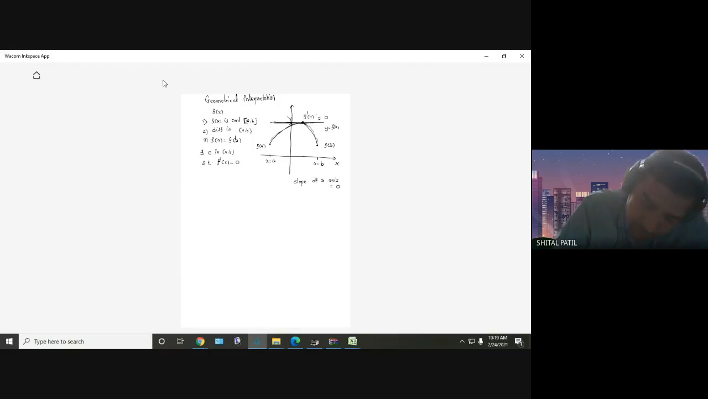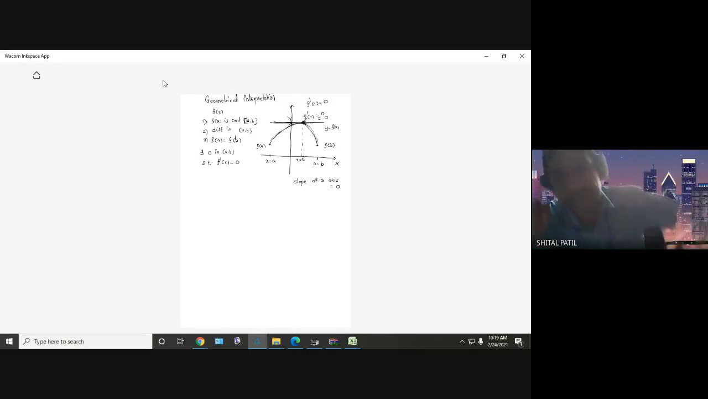f dash of x equal to 0 at this point. And what the point is? Say the point is x equal to c. That is f dash of c equal to 0. समझ में आ रहा है या नहीं?